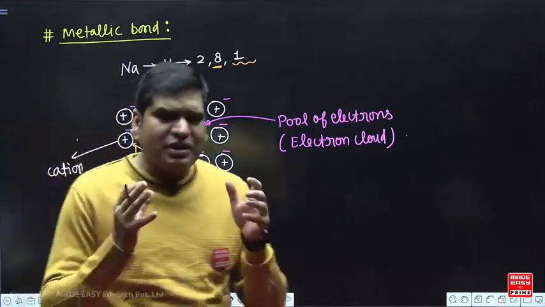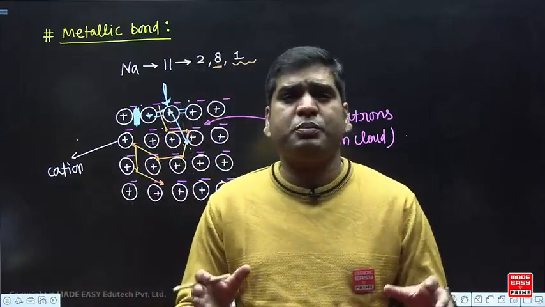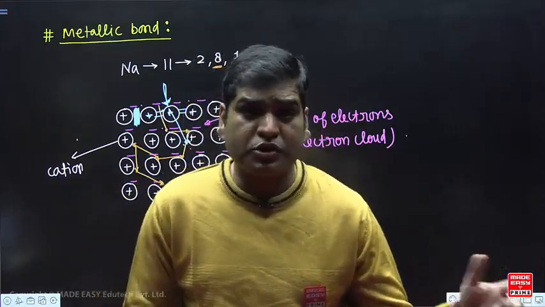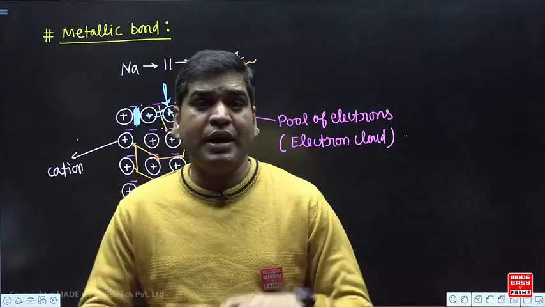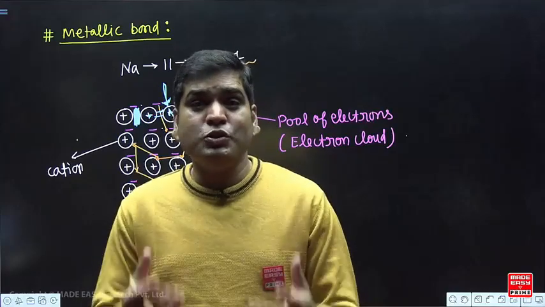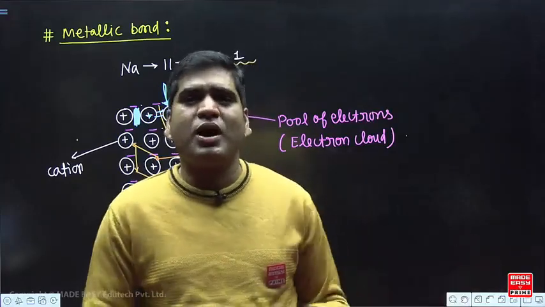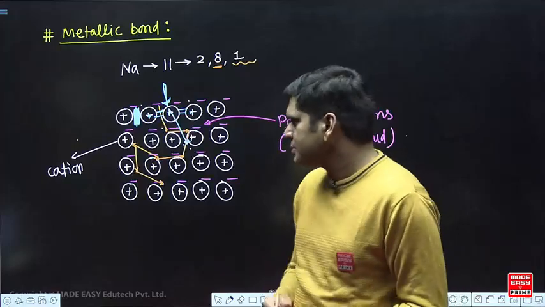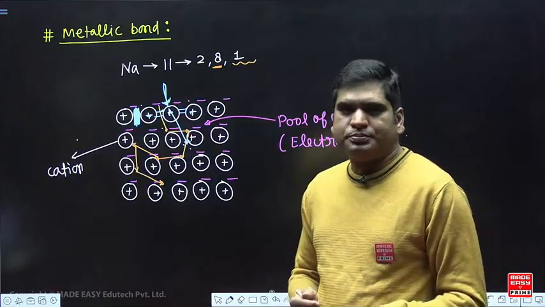So this electron cloud gives metals some out-of-the-box characteristics which were not possible with the previous two types of bonding, and that makes metals a very useful material, and that is the reason why we use metals in so many places and so frequently.